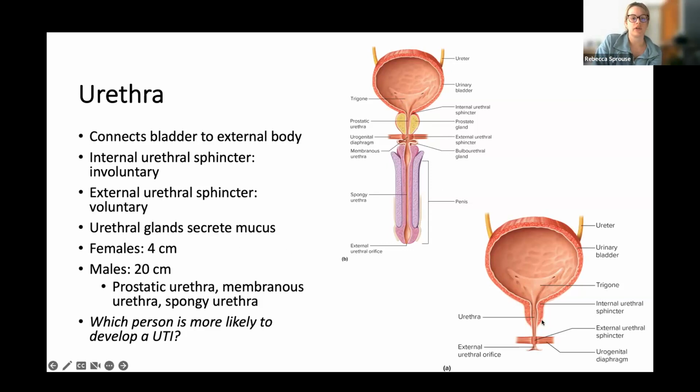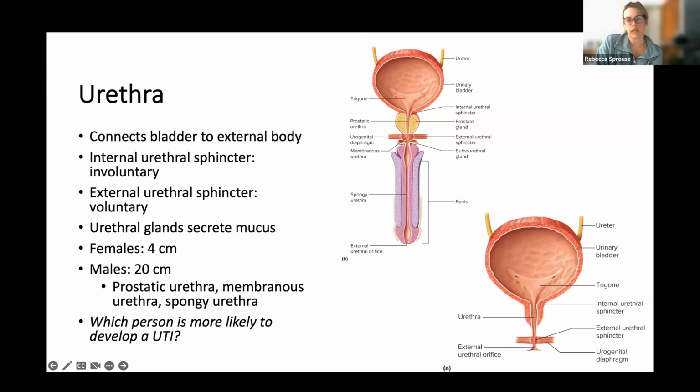Females, our urethras are 4 centimeters. And males are about 20, because they have those 3 sections of the urethra. So they're about 20 centimeters in length. Females are only about 4.